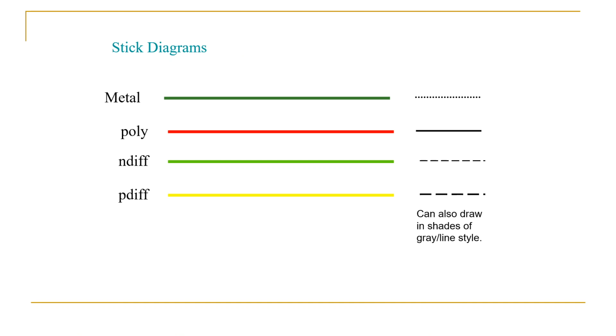For stick diagrams it is simple. For metal you can follow green or blue. Here it is drawn as blue. Polysilicon is red, N plus diffusion is light green, and P diffusion is yellow. Or you can draw the lines with patterns. The dotted line is for metal, the straight line is for polysilicon, the dash line is for N diffusion, and the dark dash line is for P diffusion.